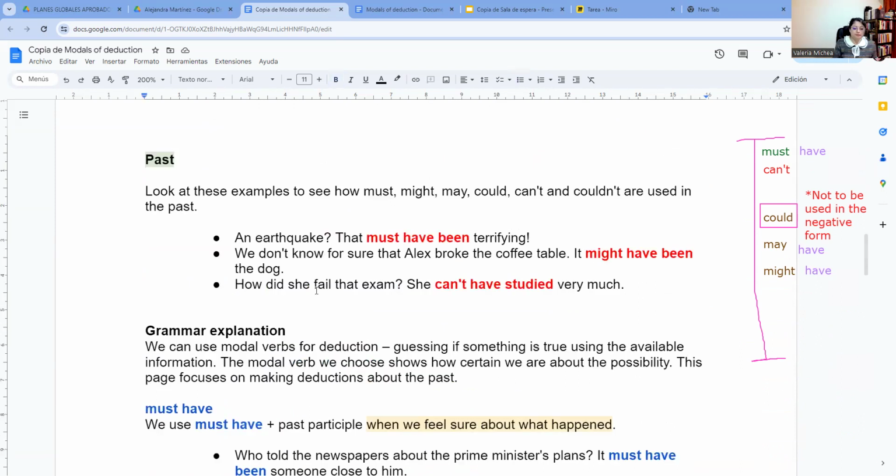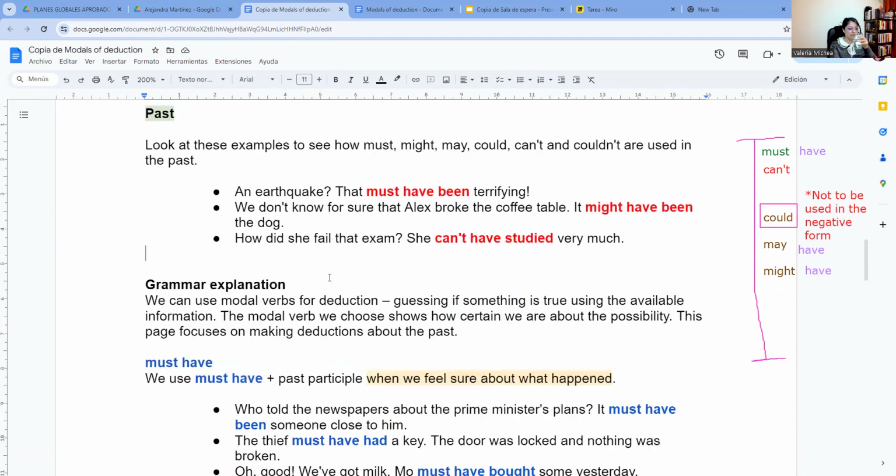That's what we have. Do we have questions about the past modal verbs? Any comments? Anything that's not clear? All right, so it's not so difficult to use these modal verbs, either present or past.